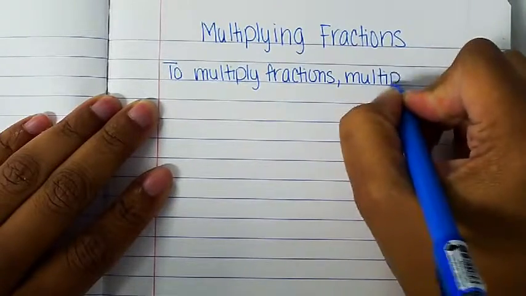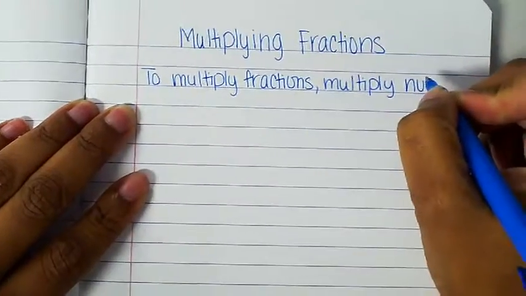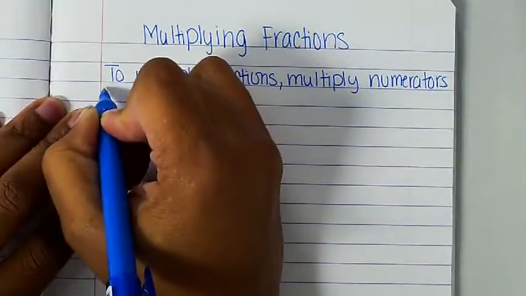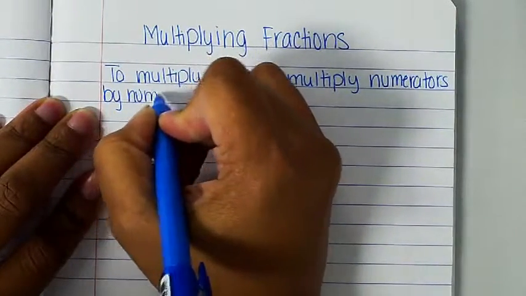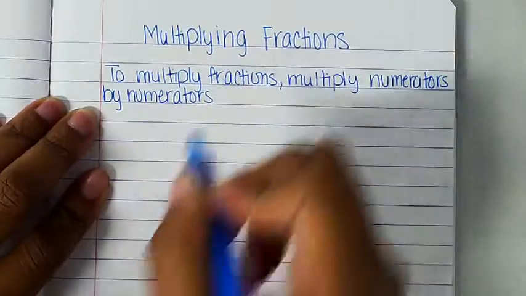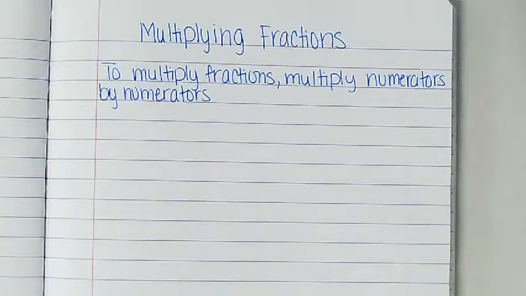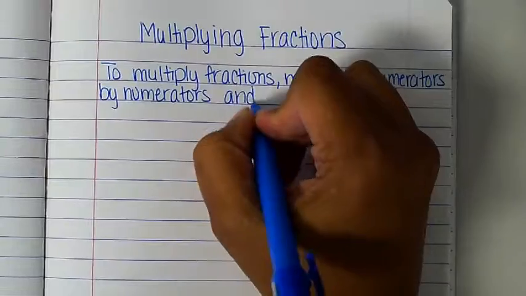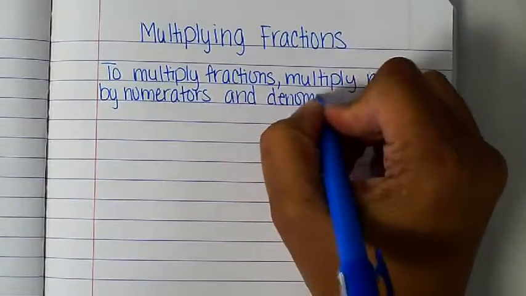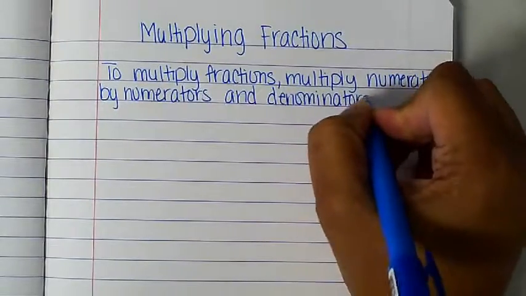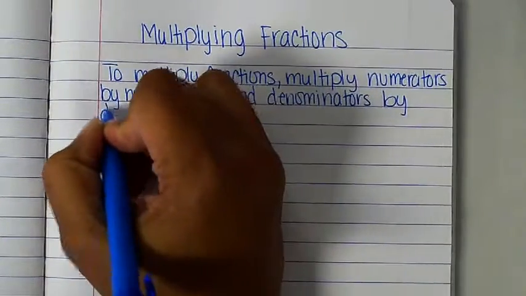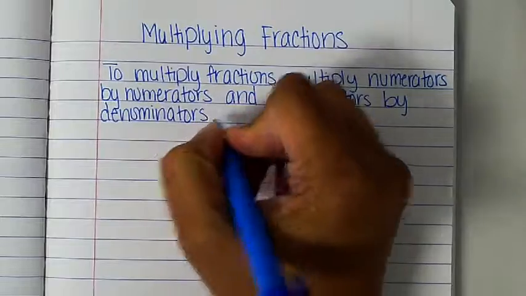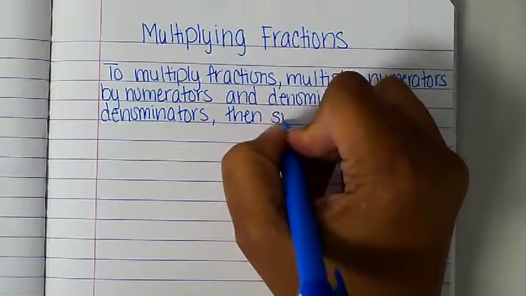multiply numerators by numerators. And denominators by denominators. Then simplify.